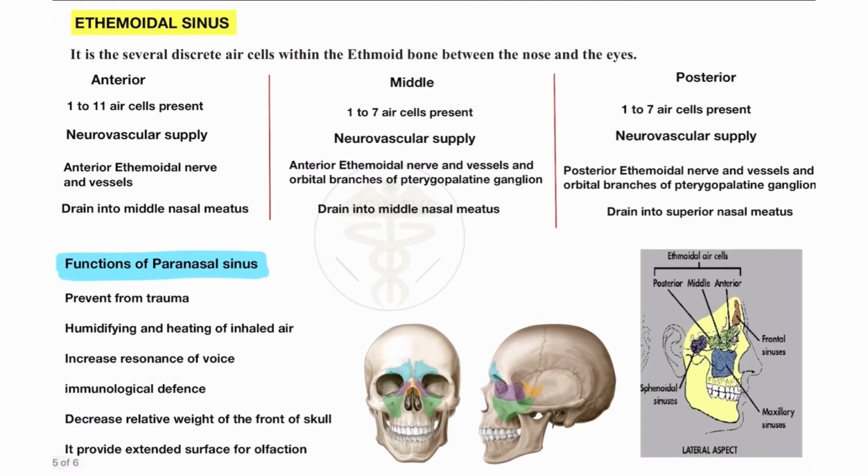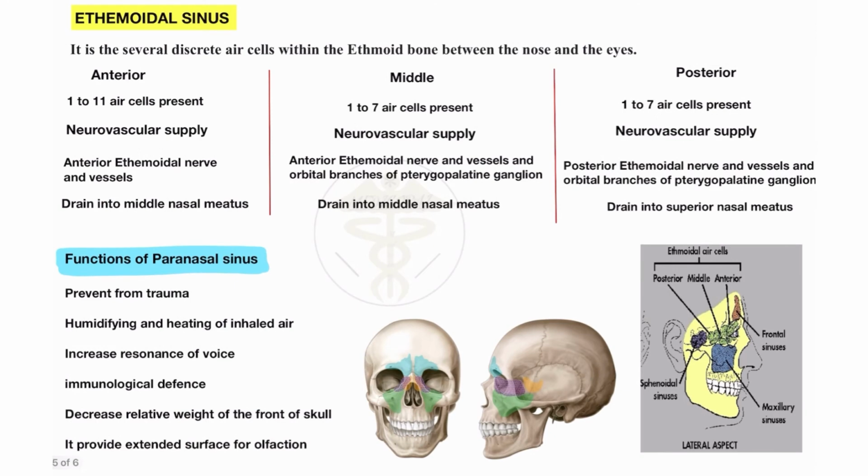The last sinus, the fourth sinus, is the ethmoidal sinus. The ethmoidal sinus has three portions: anterior, middle and posterior. First of all, it is several discrete air cells within the ethmoid bone. Here you will see the very different air cells within the ethmoid bone, present between the nose and the eyes. This is the eye part, this is the nose part. So this is the ethmoidal sinus.